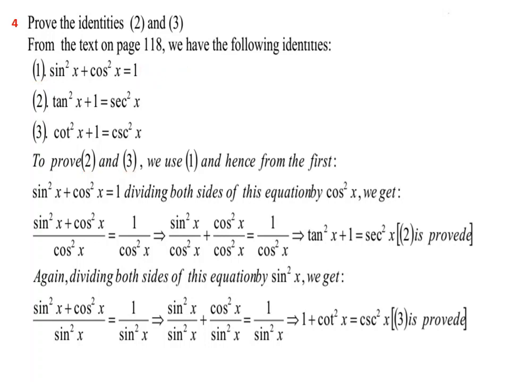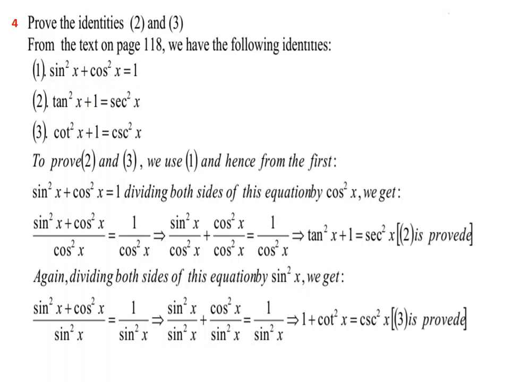Hence, from the first we have that sin square x plus cos square x is equal to 1. Then dividing both sides of this equation by cos square x, we get (sin square x plus cos square x) the whole over cos square x is equal to 1 over cos square x. This implies that sin square x over cos square x plus cos square x over cos square x is equal to 1 over cos square x. This implies that tan square x plus 1 is equal to sec square x, which is identity number 2, which is already proved.